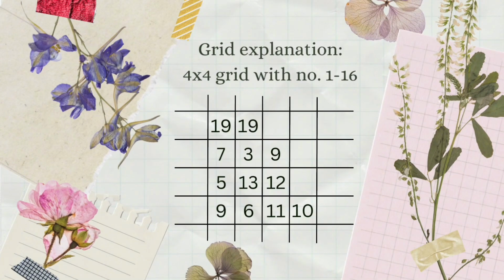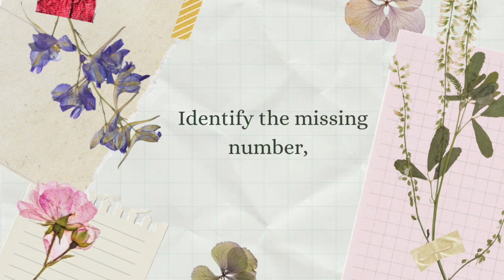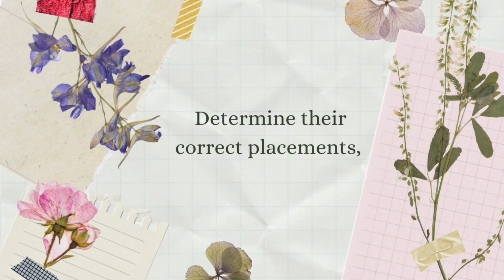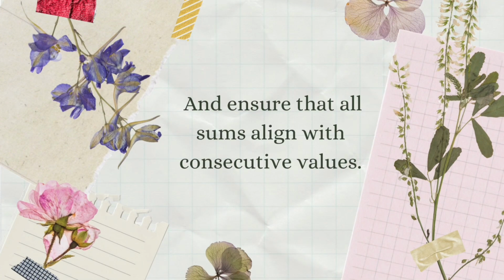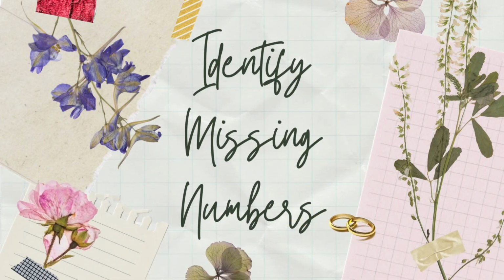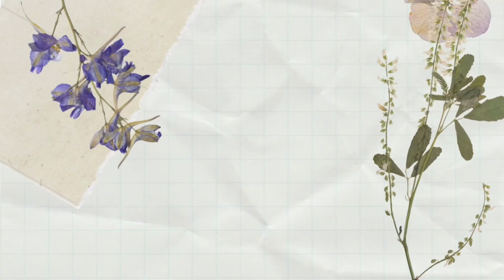We are given a 4x4 grid where the numbers range from 1 to 16. Our objective is, first, to find the missing number m. Second, identify which numbers are missing. Third, determine the correct placement of the missing numbers. Lastly, ensure that the sums of rows, columns, and diagonals form a set of consecutive values. From this, we deduce that the missing numbers are.